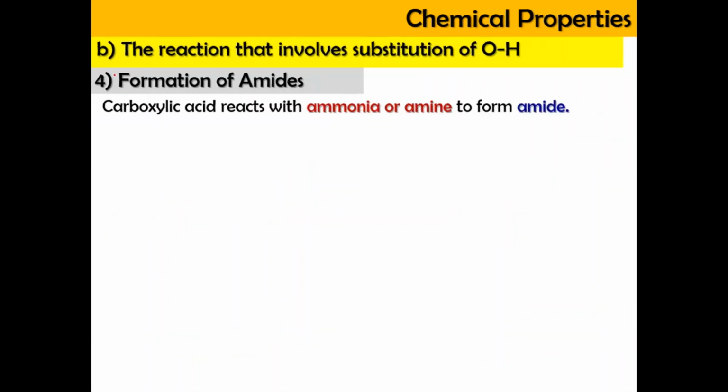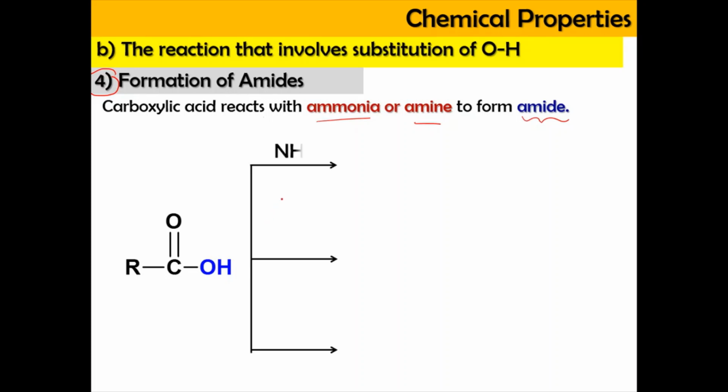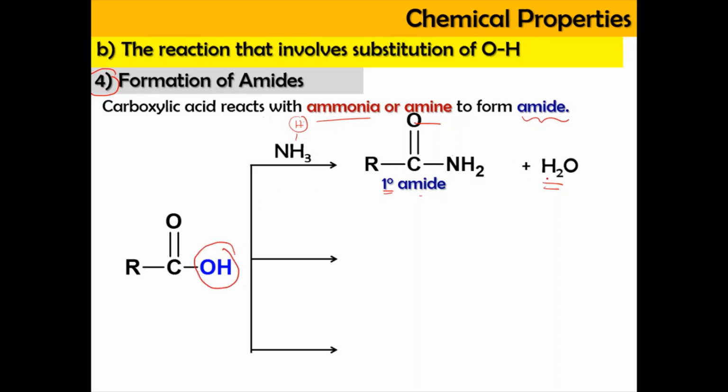Now we're going to look into reaction number 4 of the B. The carboxylic acid will react with ammonia or amine in order to form amide. Carboxylic acid can react with ammonia in order to form amide. So this is known as the primary amide because the nitrogen here is attached with one alkyl group. And the byproduct here is going to be water because one hydrogen here is going to be removed with the OH here. So the byproduct is going to be water.